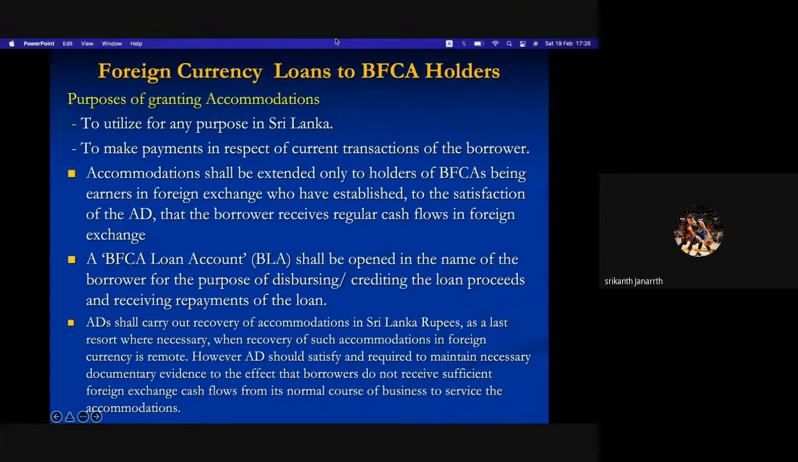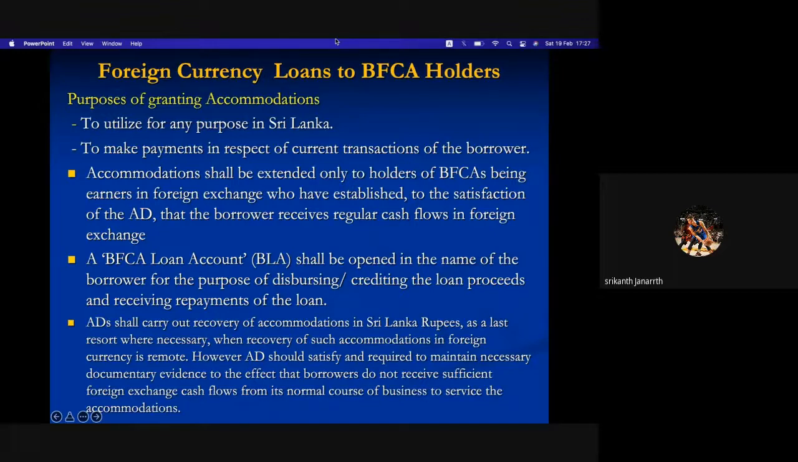So the bank has to take every precaution and make maximum efforts to ensure the PFC account holder has the generation of foreign currency inflows to repay the loans. That is the bank's obligation, right? A separate PFCA loan account will be opened in the name of the borrower for the purpose of disbursing and receiving repayment. So you can credit the money.